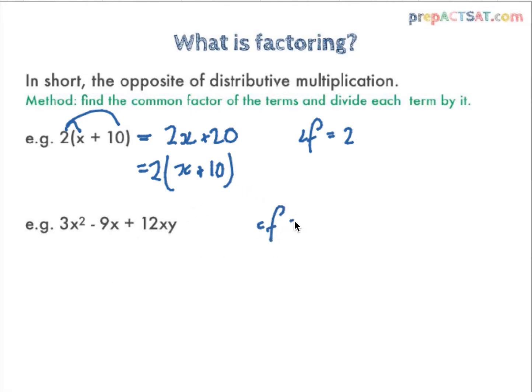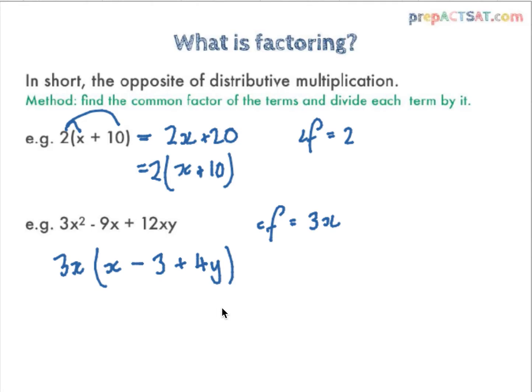Okay, let's try this one. Every term can divide by 3, and every term could also divide by x. So the common factor is 3x. Let's put that outside the bracket. If I divide 3x squared by 3x, I'm just going to get left with x. If I divide 9x by 3x, I'm going to get left with 3. And if I divide 12xy by 3x, from the number bits, I'm left with 4. The x I've divided out, so just the y stays. There we go, common factoring.